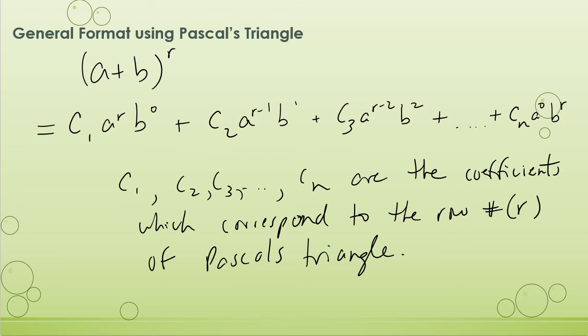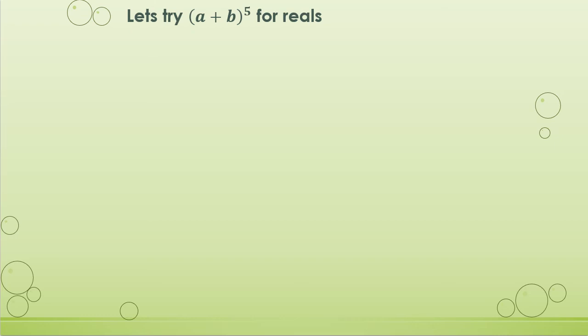Let's do some practice. And make sure you have Pascal's triangle in front of you. So we're going to stop making our eyes bleed, and we're going to try a plus b to the power 5 for reals. So r equals 5, which means you're looking at row 5 of Pascal's triangle, which means our coefficients are going to be, I'm just going to write it down so you know where the numbers are coming from, 1, 5, 10, 10, 5, and 1.